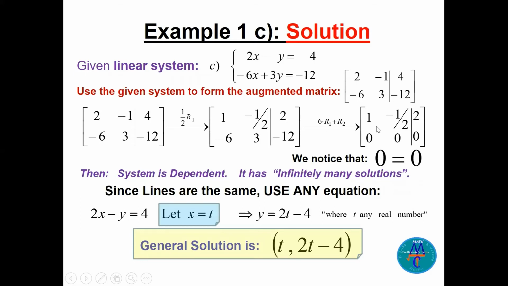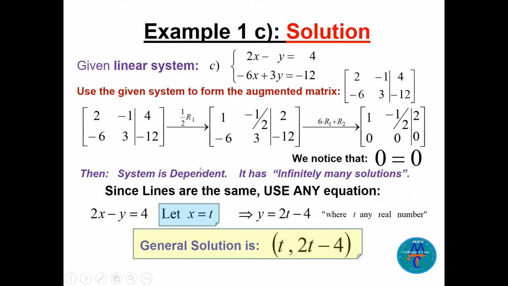So this one becomes 0 here. 6 times minus half will be minus 3. Add to 3 will be 0 also. 6 times 2 is 12. Add to minus 12 also will be 0. Wow. So 0x plus 0y is equal to 0. 0 equal to 0 is true. And we have solutions, not only one.